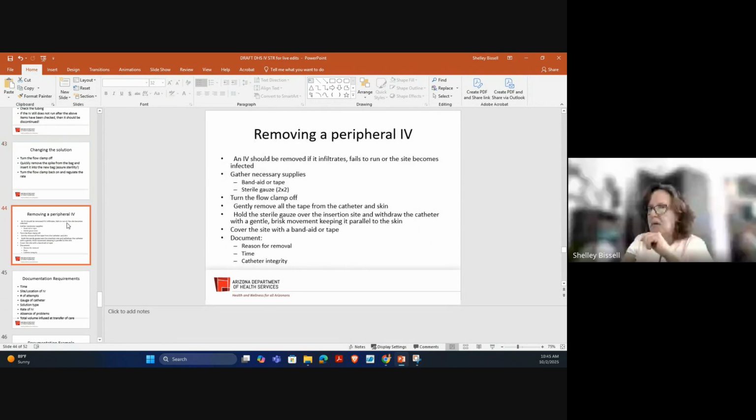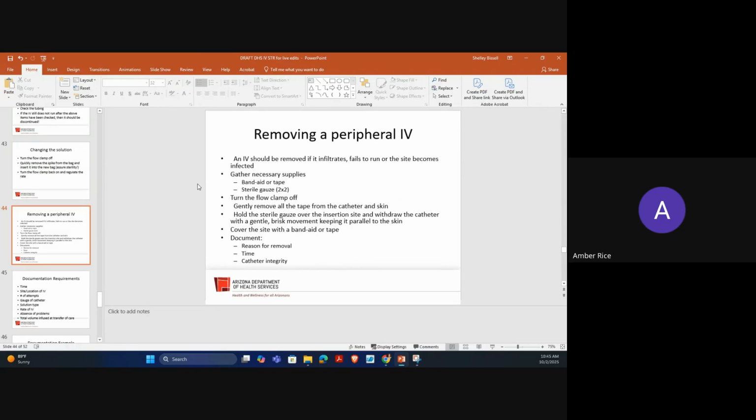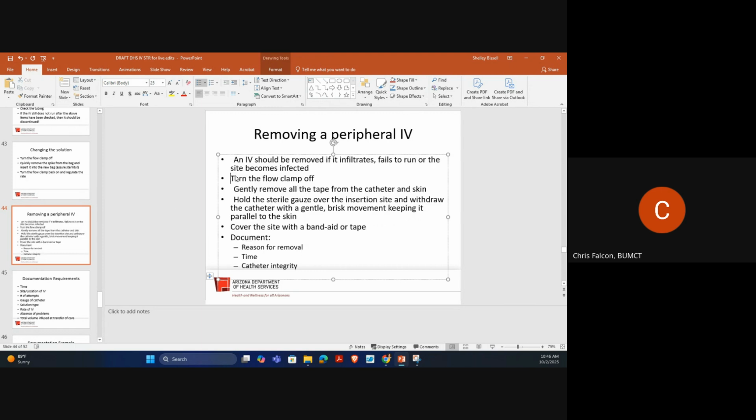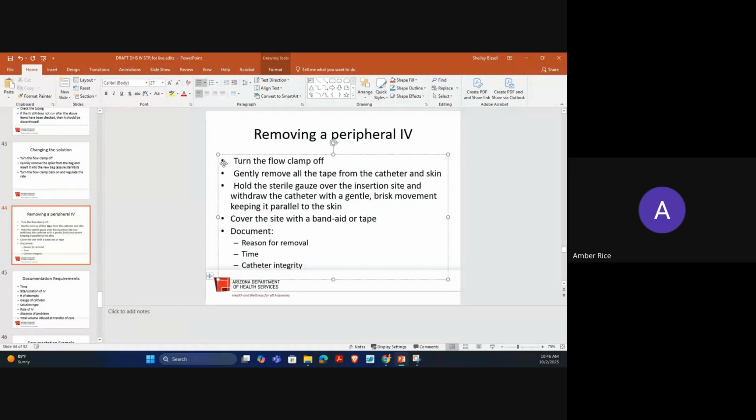Go down one more. Again, a little bit wordy, maybe. Yeah, I don't know if we need to tell them to gather necessary supplies. Okay, yeah, we could take that section out. And I think we can probably take out the first bullet also, because we were talking about infiltration and stuff like that. Yeah, you're right. Yep, I like it. That helps. Cool, that's better.